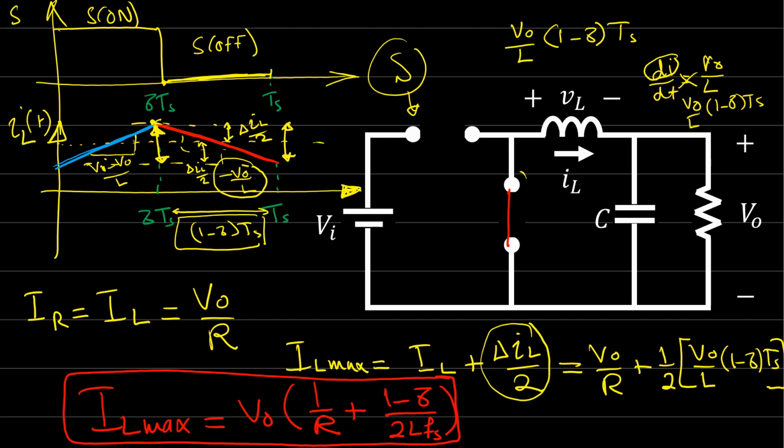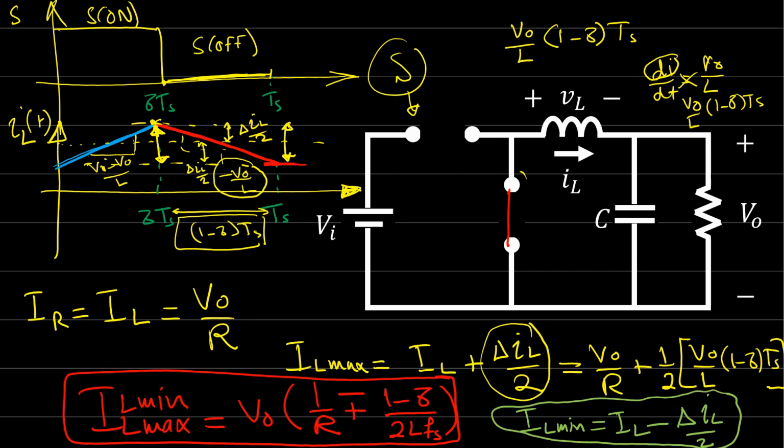Similarly, we can find the minimum current here, the minimum peak for this ripple, which is exactly this value minus. So this is the minimum current. So the minimum current is V out times 1 over R minus 1 minus delta over 2L times switching frequency, and the maximum is V out times 1 over R plus 1 minus delta over 2L times the switching frequency. And again, just to make it clear, the IL minimum is equal to IL minus delta IL over 2. This way, we found the limits for the current, the upper limit and the lower limit.